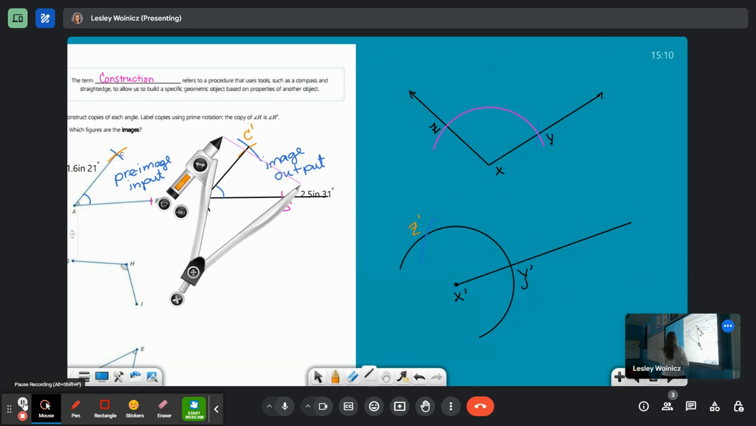So I just have to connect my X prime and my Z prime. And that's how you can copy an angle if they don't give you any points. You just make your own points with an arc. Cool, cool? All right, sweet.